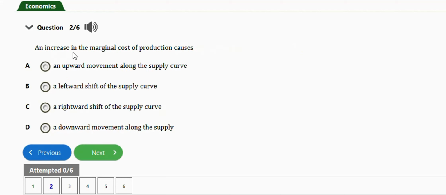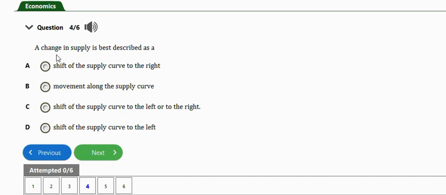It says an increase in the marginal cost of production causes an upward movement along the supply curve, a leftward shift of the supply curve, a rightward shift of the supply curve, or a downward shift along the supply curve. So the right answer is option D, a leftward shift of the supply curve. Okay, next question is this one.